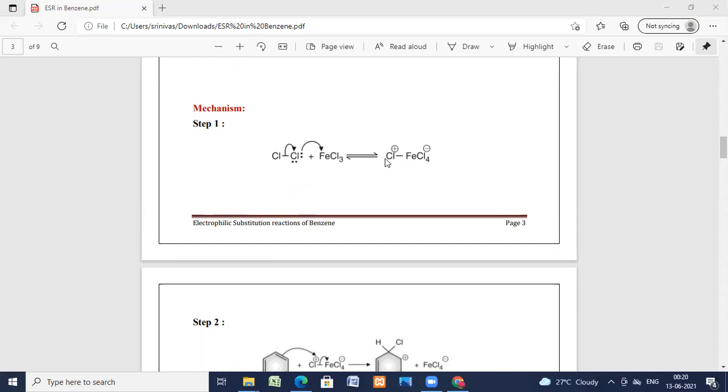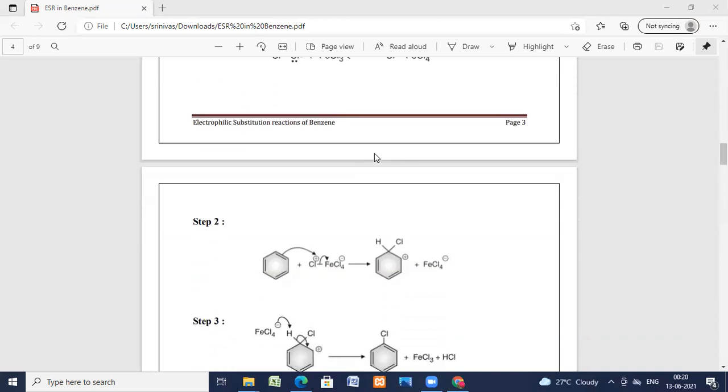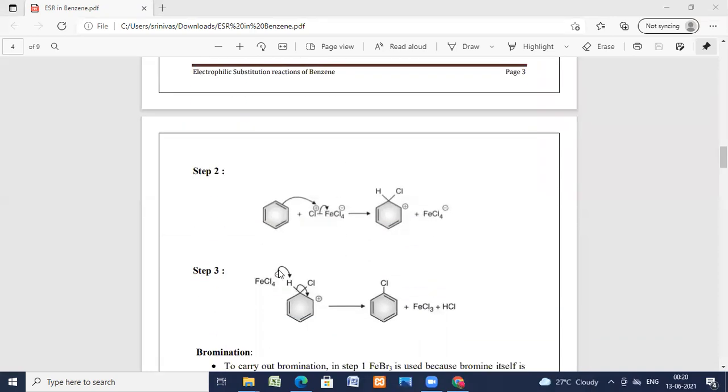And the second step is carbocation formation. Benzene on reaction with this chloronium ion forms chlorobenzene, and the carbocation is formed. As this chloronium ion is approaching, the pi electrons are shifting towards a carbon where it gets the negative charge, and the positive chloronium ion attacks at the negative carbon. Thereby, here the chlorine is attached and you get the carbocation.